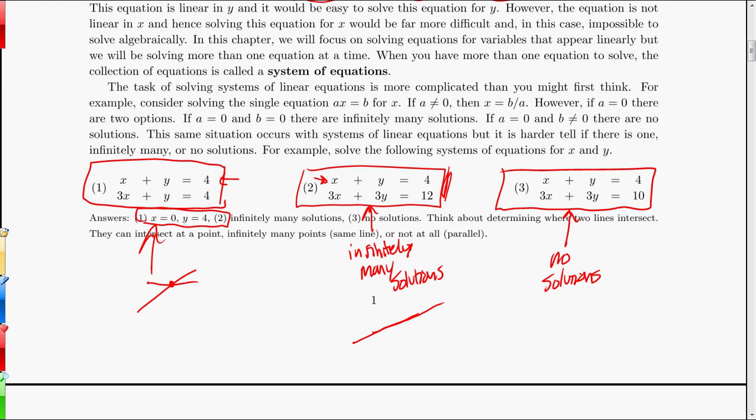And then in this case, it's not immediately obvious, but we don't have any solution. So that's something to keep in mind when we're solving systems of linear equations. We can get a solution, we can get infinitely many solutions, and we can get no solutions.